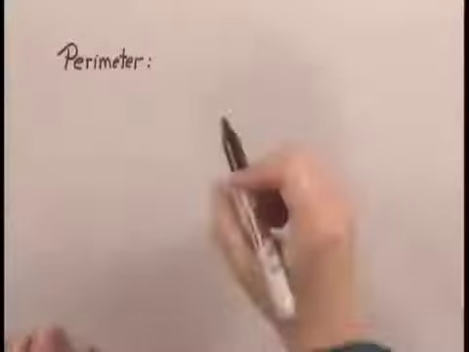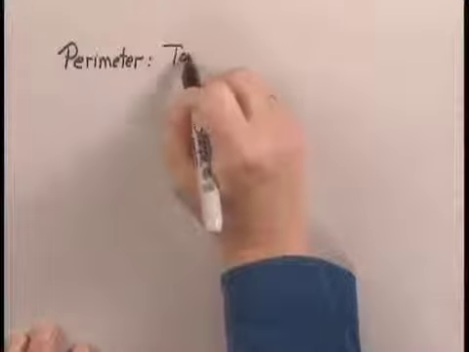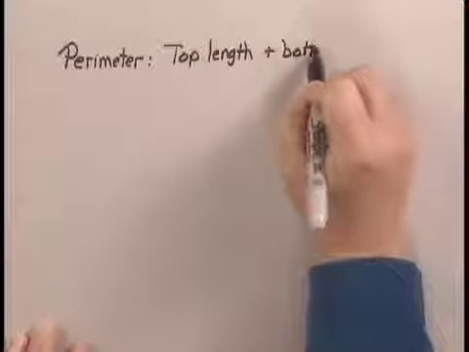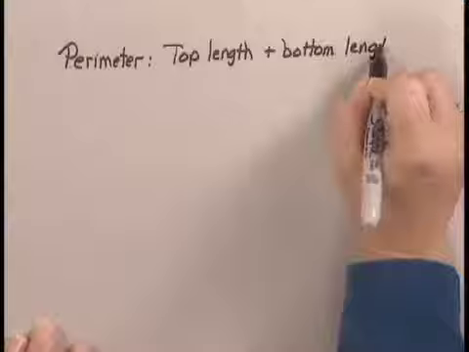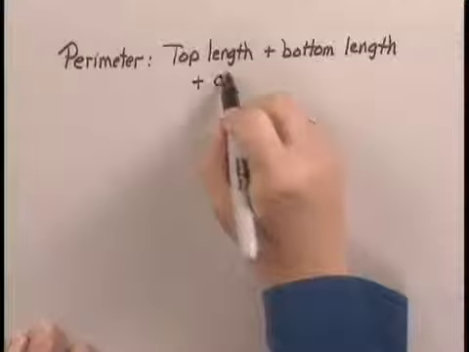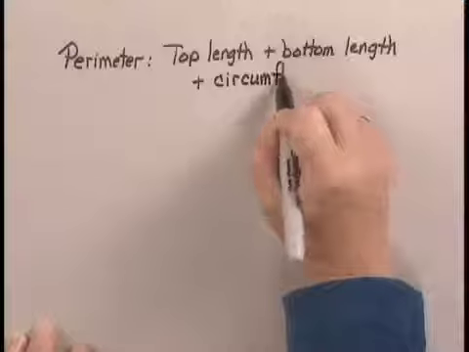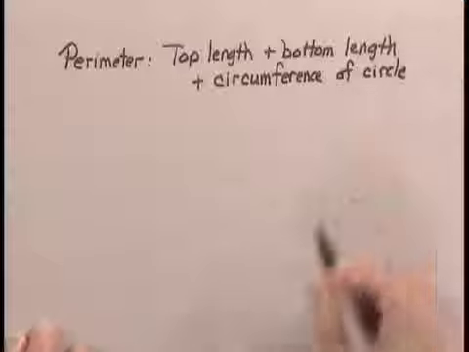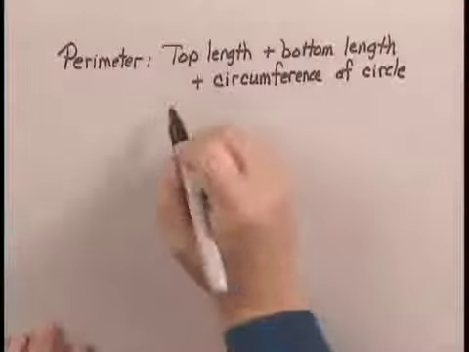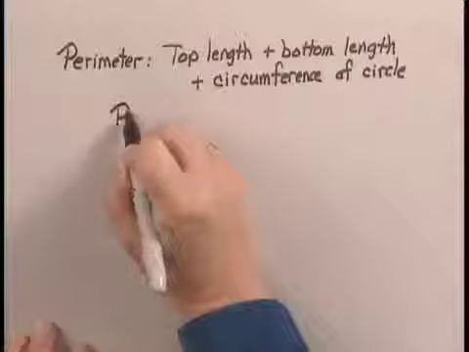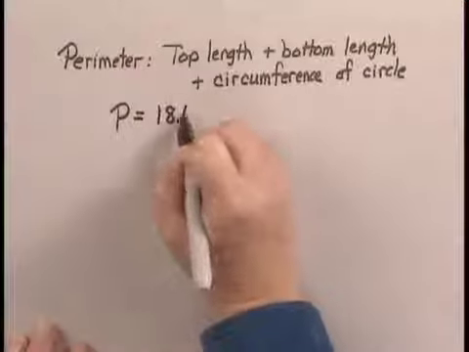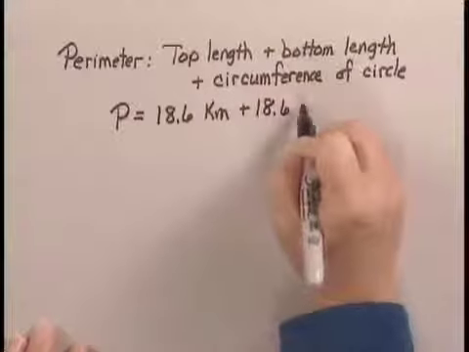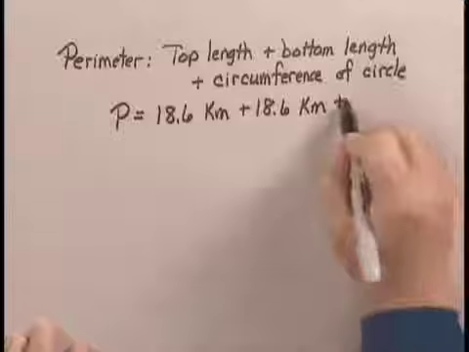To write it in a different way, we have the top length, I'm going to call it, plus the bottom length, plus the circumference of the circle, the 2/2 put together. Now the perimeter equals the top length, which was 18.6 kilometers. The bottom length was 18.6 kilometers. Plus the circumference of the circle.